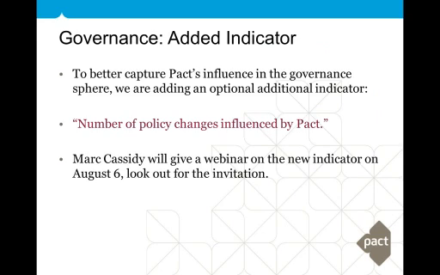It's going to be optional but highly encouraged, and hopefully it's something that most projects are already aware of and won't be a major added reporting burden. Mark's going to be giving a webinar on the new indicator on August 6th, so please look out for the invitation. I hope that a lot of people who are involved with our governance projects will be able to attend and understand how it was come to and also give their feedback then.